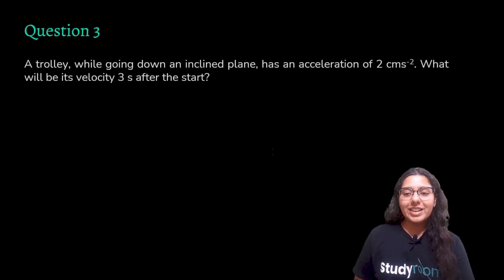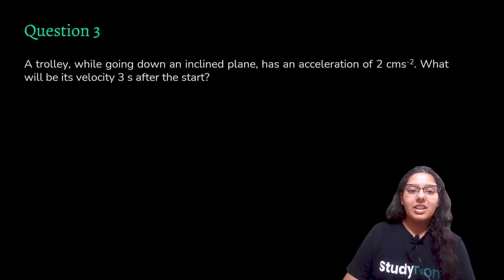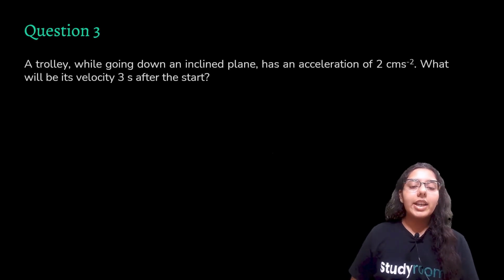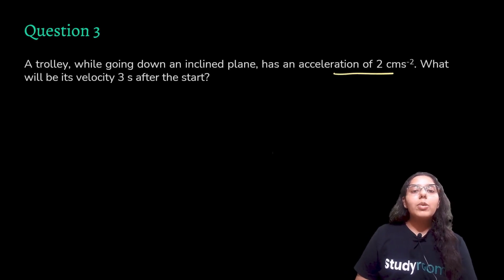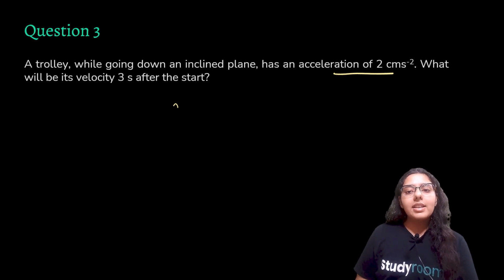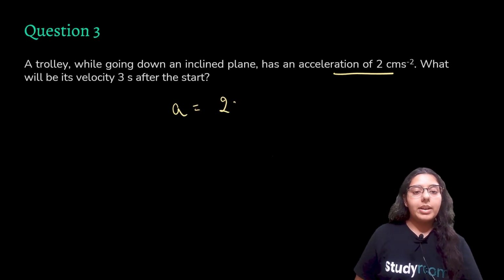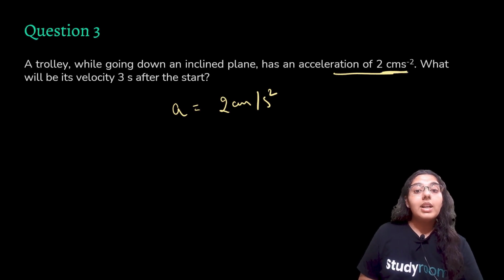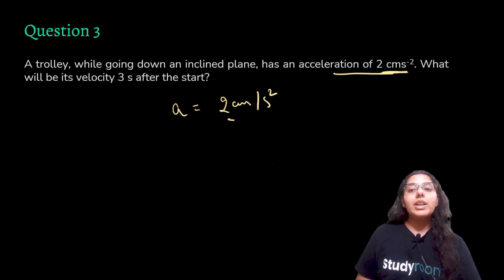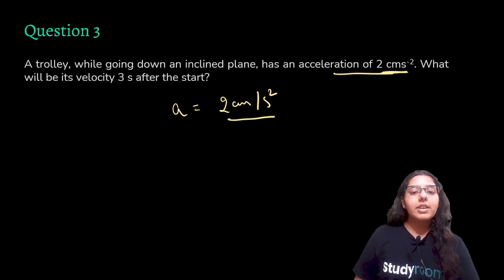Next question. Again, very easy. A trolley while going down an inclined plane has an acceleration of 2 cm per second square. Acceleration is your 2 cm per second square. So one very important thing in this question is that it is given in centimeter per second square. Okay. So you all should know this.